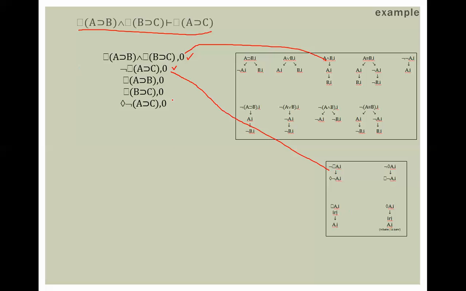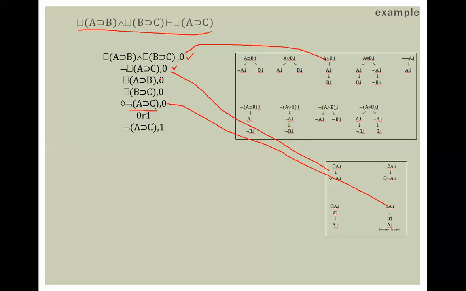So the only thing I can do right now is the diamond rule, and that's going to give me 0 is related to 1. There are no 1s up here, so 1 is new to this branch. So 0 is related to world 1, and this part after the diamond is down here: not if A then C at world 1. Now I have 0 related to 1.